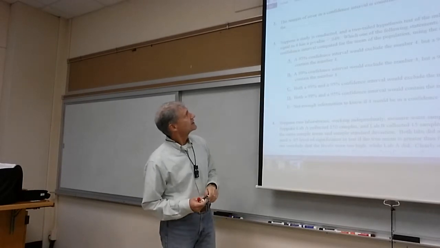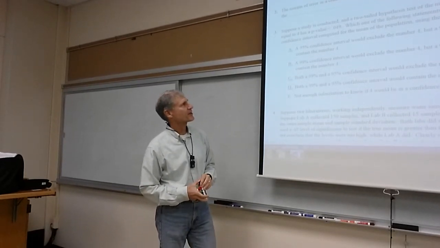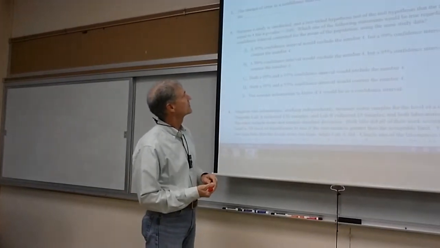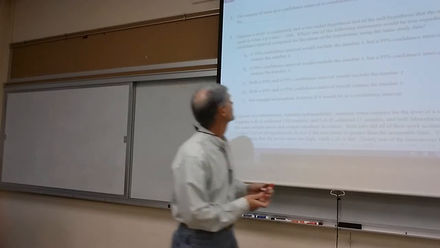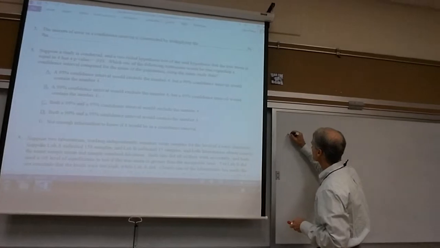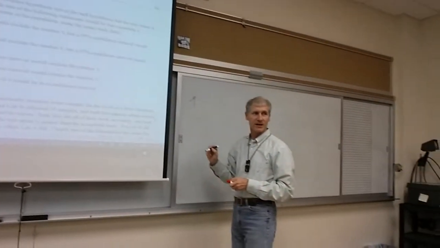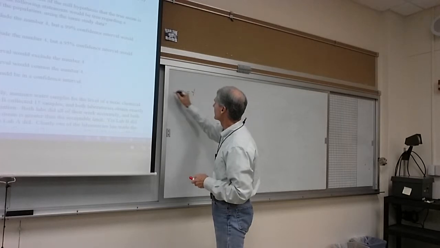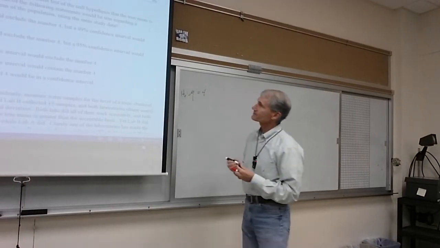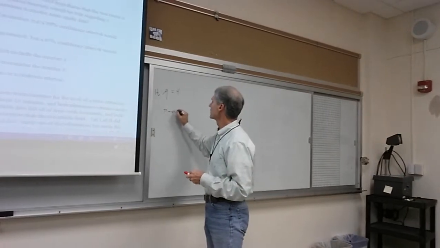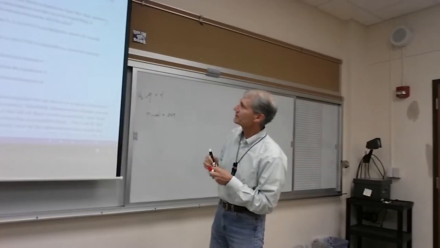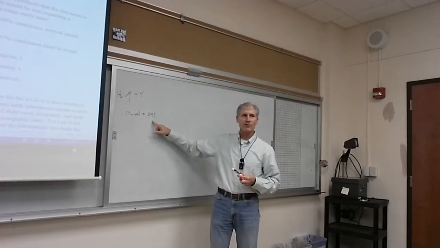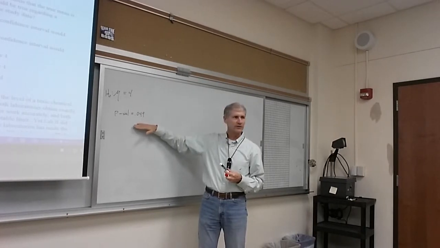Number 3 says, suppose the study is conducted in a two-tailed hypothesis test of the null hypothesis that the true mean is equal to 4, has a p-value of 0.049. So we have a null hypothesis that the true mean, mu, is equal to 4. The p-value is 0.049. So at the alpha equal 0.05 level of significance, what would we conclude? Would we reject the null or not?